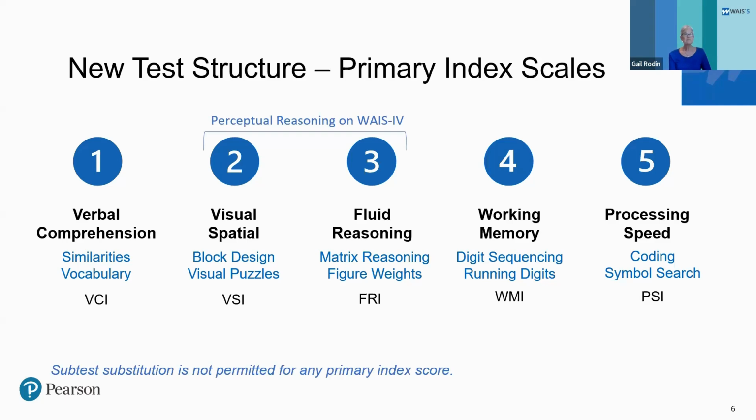Now, that's not to say if for some reason you have to do this, you can't. There are substitutions available, but for any primary index scale in which you make a substitution, you'll only be able to look at qualitative information. And that can be very important. But just remember, you won't get a score when you're doing scoring.